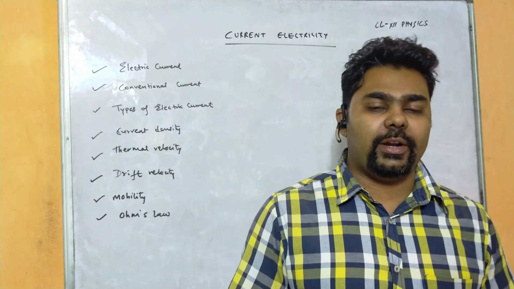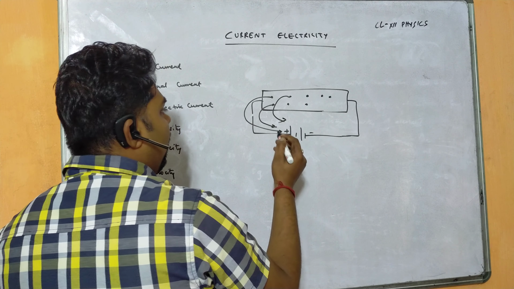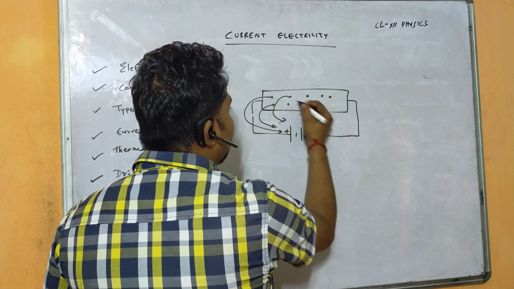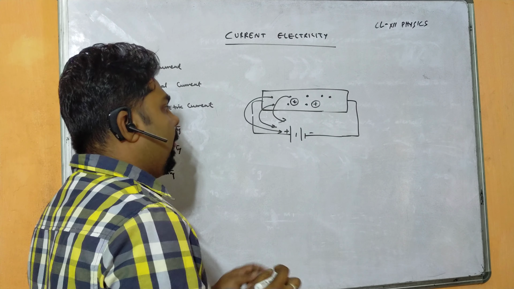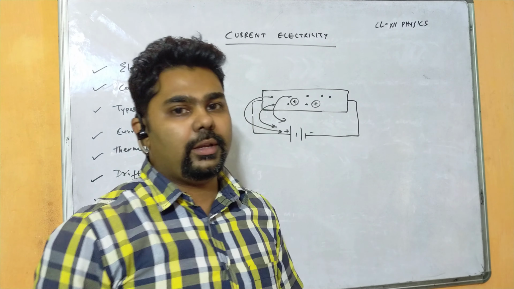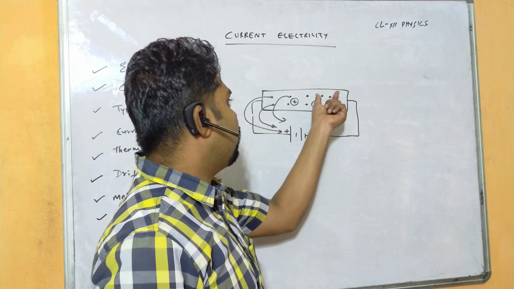So you see, a conductor is connected with a battery. This is the positive terminal, this is the negative terminal, and we have electrons here. When it is connected with a battery, all the electrons move towards the positive terminal, and all the positive ions in the conductor move towards the negative terminal. So generally we say that electric current is due to the flow of electrons towards the positive terminal, and that is the direction of electron current, and conventional current is opposite to the direction of electrons.